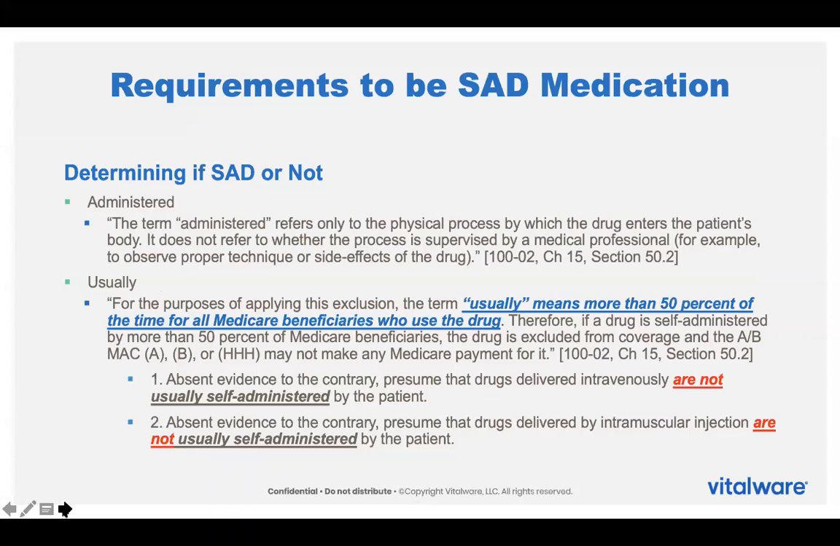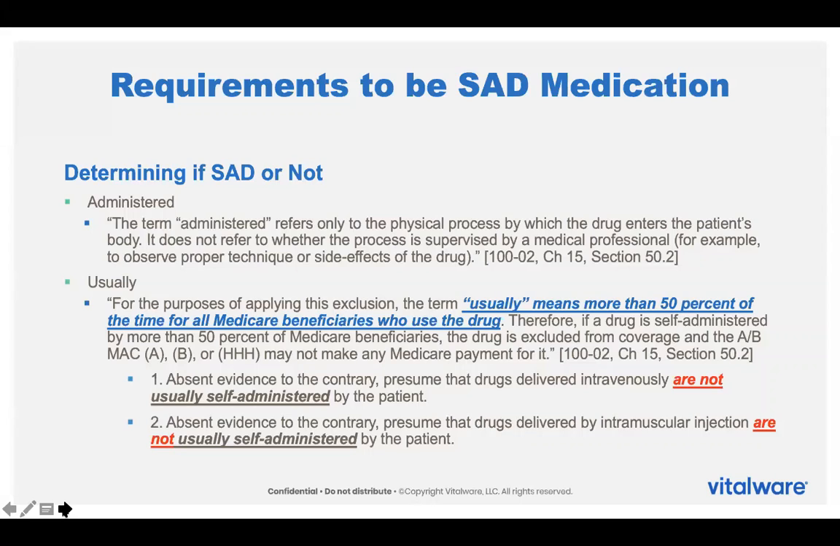Determining if it's SAD or not is pretty straightforward. It has to be more than 50%. And they actually said in chapter 15, section 50.2 of the Medicare Benefit Policy Manual, absent evidence to the contrary, all drugs delivered intravenously are not self-administered. That means they're going to be covered under Part B incident-to. Absent evidence to the contrary, presume all drugs delivered by intramuscular injection are not self-administered, also going to be covered.